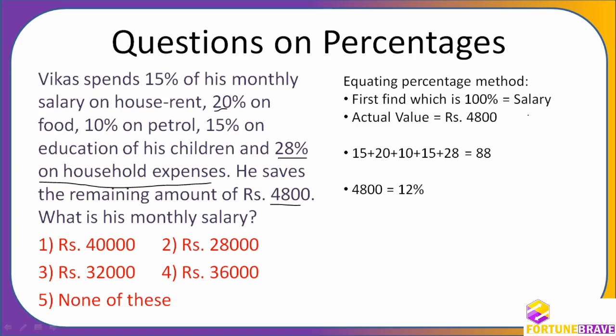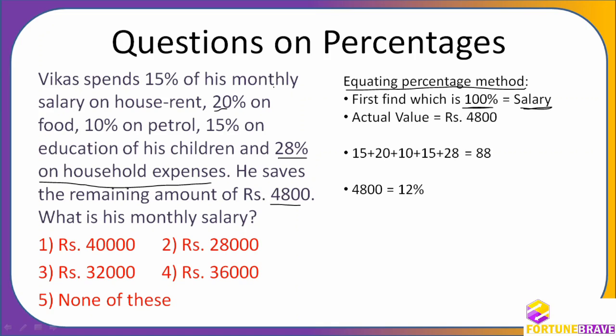I told you we are going to solve this with the equating percentage method. And here what we need to do is first find out what is 100%. What is the value on which we have calculated all these percentages? That is what is needed. It need not be in the form of an actual value, but we need to know which value we are going to consider as 100%. So that is salary.